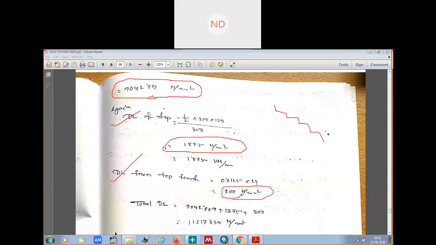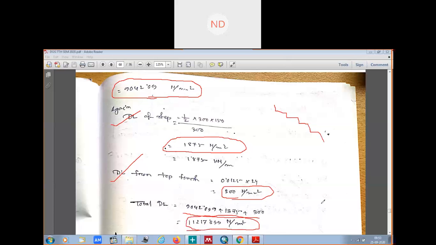Now the total load which is coming is the load from the slab, the total weight of the waist slab plus the ceiling per unit horizontal area, then the top finish. The bottom finish we have already included here. So the total dead load is this plus this plus this: 9042.09, 1875 the dead load of the step, and 300, which is the dead load of the top finish from above the stairs. So this comes out to be your total dead load.